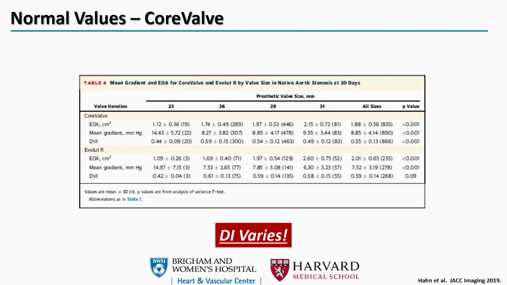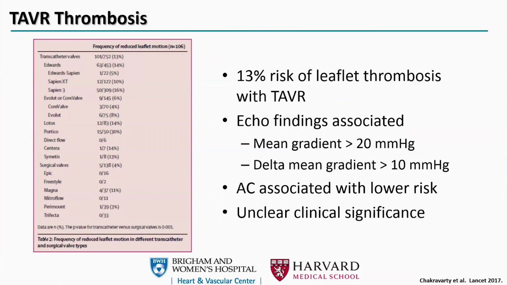However, they do exist. So why do we care about gradients, dimensionless index, and effective orifice areas for the TAVR valves? Mainly because this is going to be the means by which we identify TAVR thrombosis and dysfunction. Shown here are combined data from the SAVORY and RESOLVE registries, accounting for more than 1,100 patients undergoing TAVR and SAVR, all of whom were followed with a cardiac CT. The risk of thrombosis was 12% overall, and 13% in TAVRs and 4% in SAVRs. Thrombosis was identified by cardiac CT.